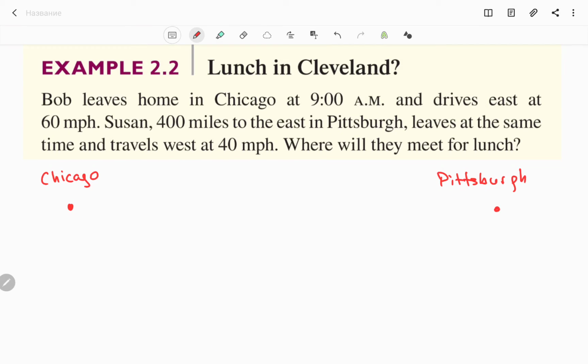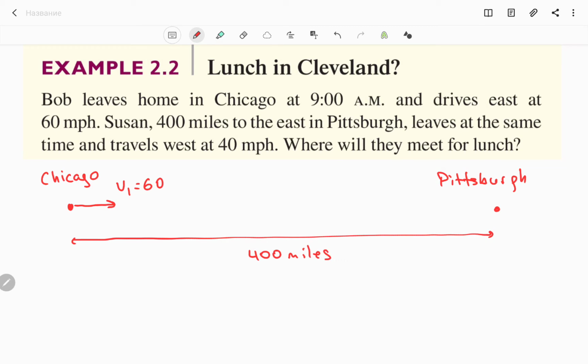So Bob leaves home in Chicago at 9 a.m., drives east at, so velocity of Bob equal to 60 miles per hour. So let's call it just V1. Yes, and equal to 60. And 400 miles to the east. It means this distance equal to 400 miles. This is miles per hour.